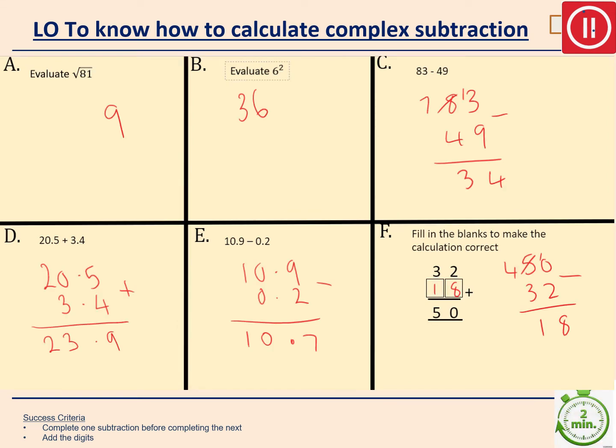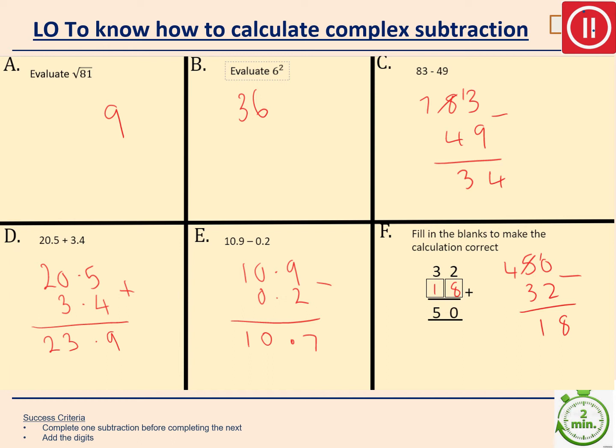Pause the video again while we check the answers. The square root of 81 is 9. If we're evaluating, we're trying to find the answer. 6 squared is 6 times 6, which is 36. 83 minus 49 is 34. Then we've got some addition of decimals to get 23.9, and some subtraction of decimals to get 10.7.